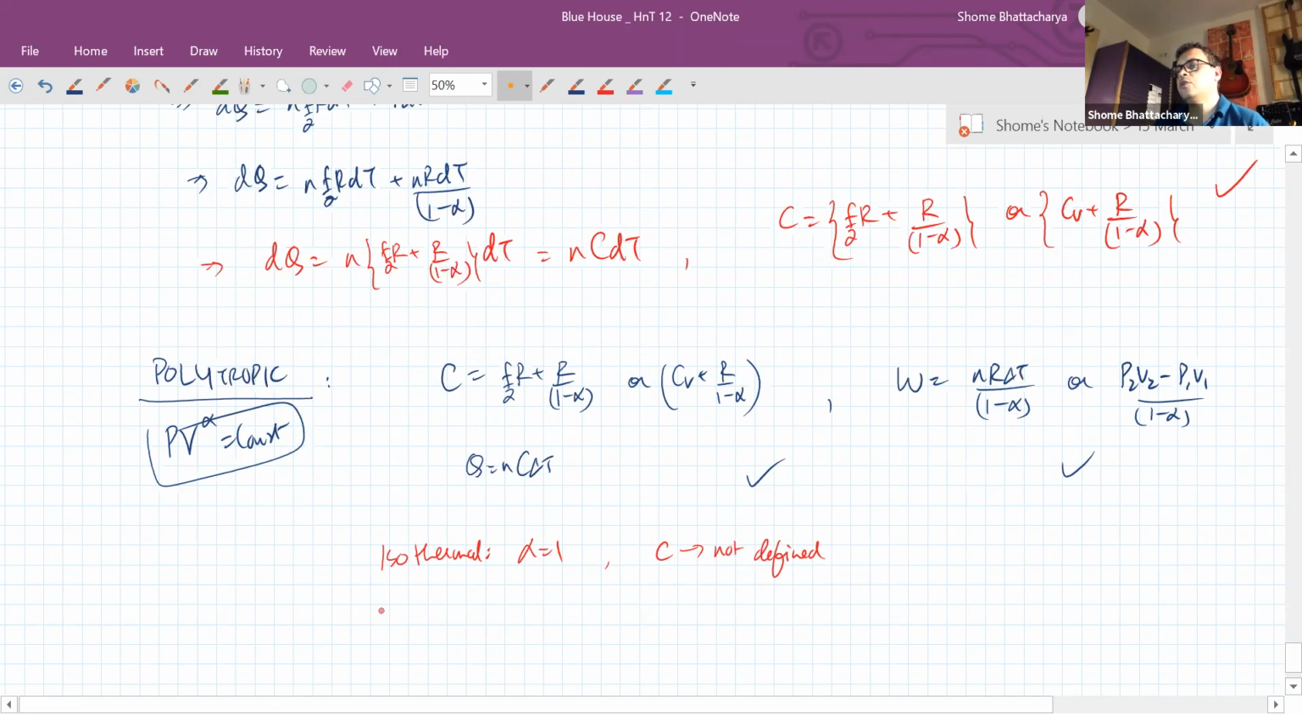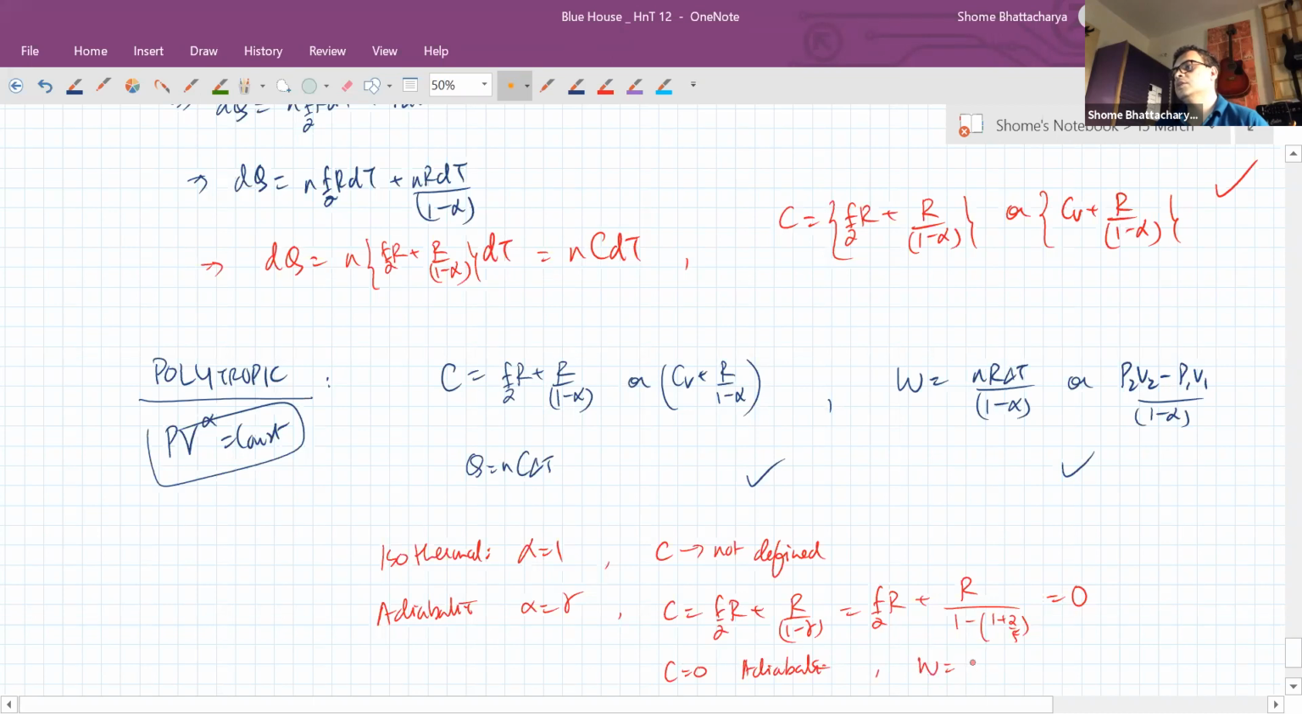Okay. For adiabatic, alpha is equal to gamma. So we will see that C becomes f by 2R plus R upon 1 minus gamma. When you calculate this now, you will see that this comes out to be 0, because gamma is 1 plus 2 by f. So C is equal to 0 for adiabatic. And also work done comes out to be nR delta T upon 1 minus gamma, which is basically minus of delta E, which is the case for adiabatic process.